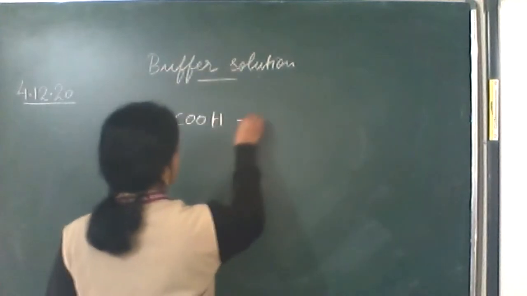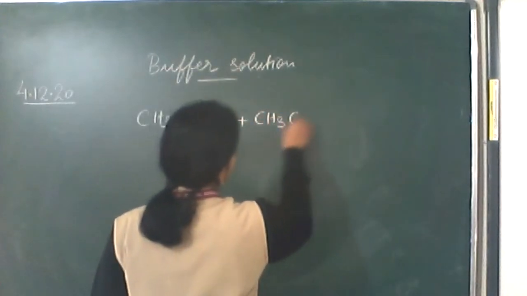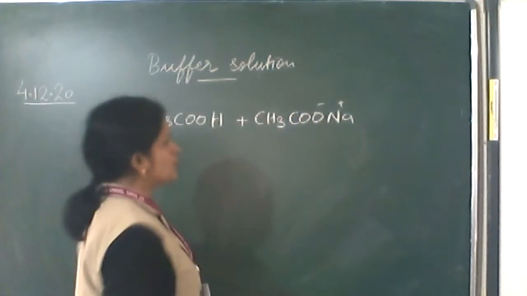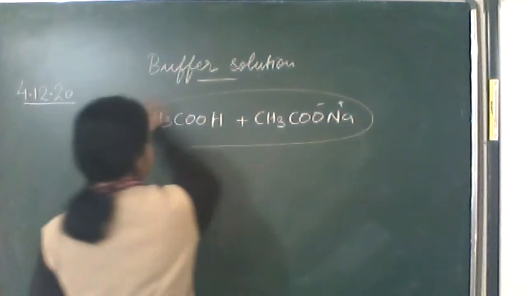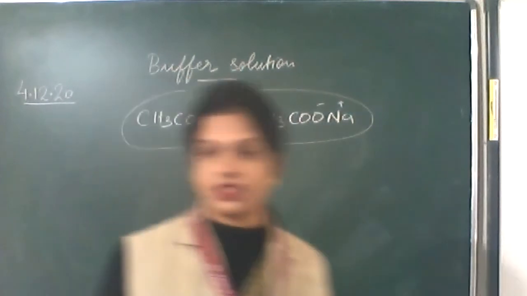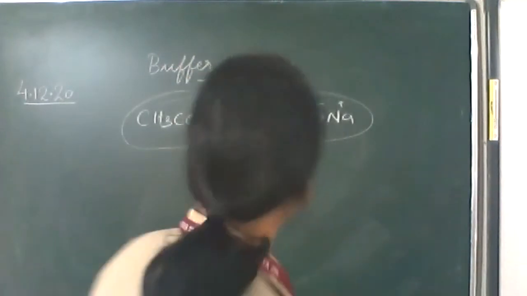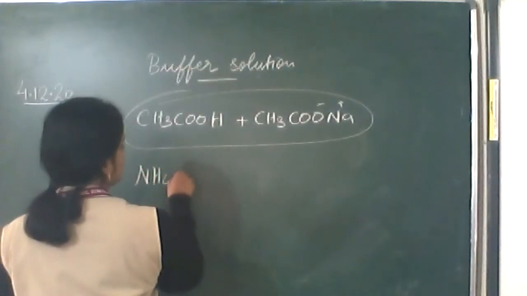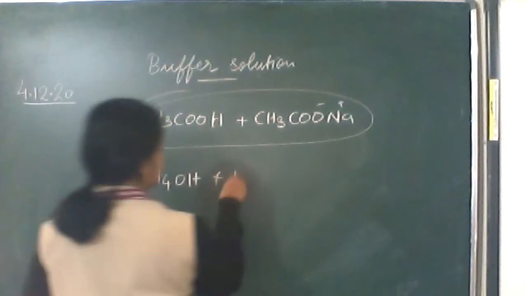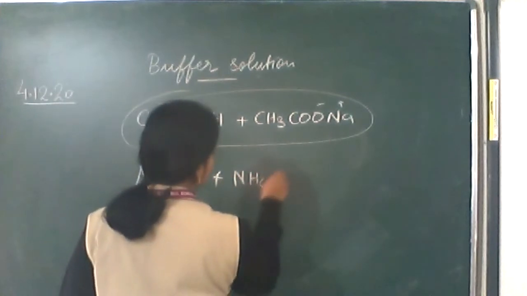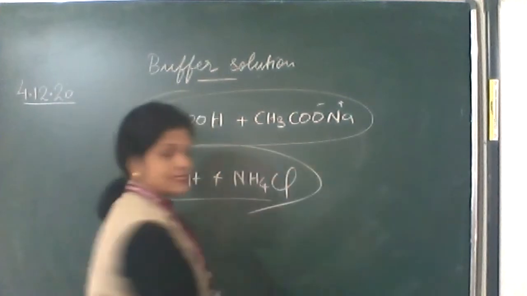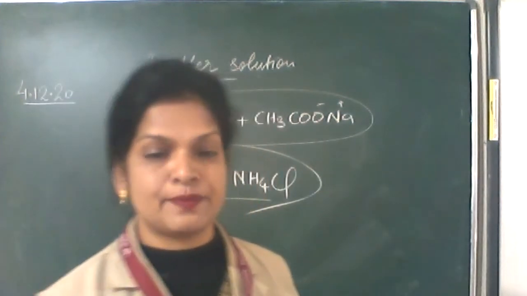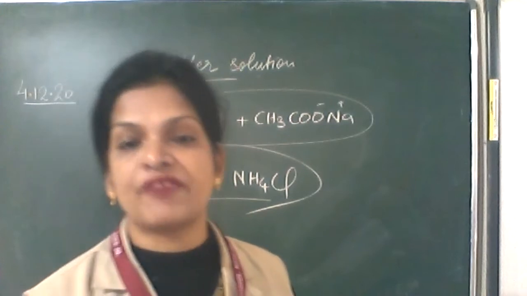Its salt, that is CH3COONa. A mixture of a weak acid and its salt can act as a buffer solution. Similarly, a mixture of a weak base, that is NH4OH, plus its salt, that is NH4Cl. This mixture can act as a buffer solution. How can these mixtures act as buffer solutions? What is the buffer action?